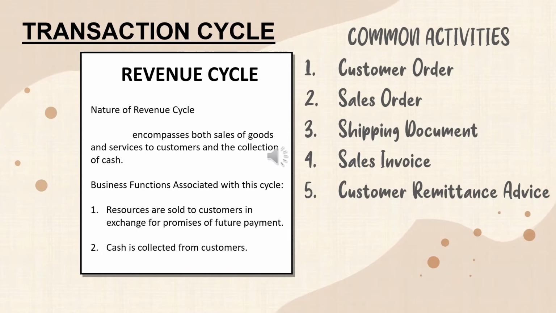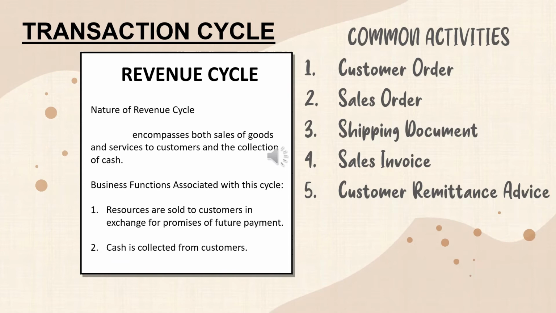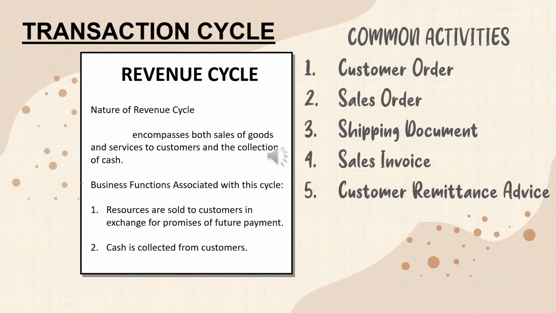The next one is the shipping document. The shipping document represents the contract between the seller and the carrier. The next one is the sales invoice. Sales invoice is a document used to bill the customer. It identifies the goods sold, the quantity, and the price in terms of the payment. And the last one is the customer remittance advice. It is similar to the sales invoice but intended to be returned with the customer's payment, and it also indicates the purpose of the cash payment.